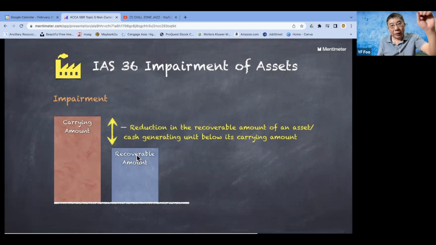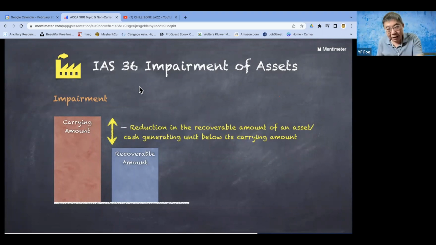An impaired asset will then have to be written down. So impairment of an asset is one direction only. If the recoverable amount is higher, it doesn't mean that you can then recognize the profit. So we're not looking at that. The intention of IAS 36 is not to look at valuation, because valuation will come in other standards.